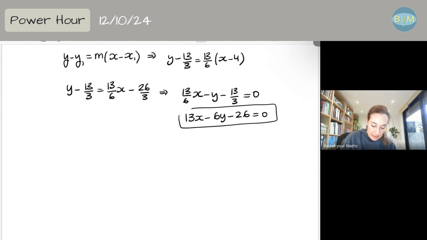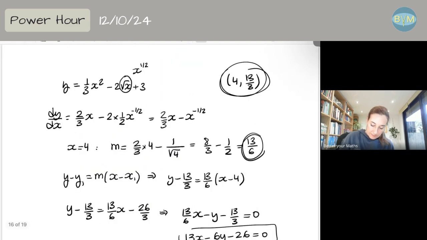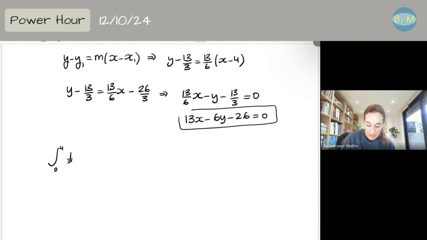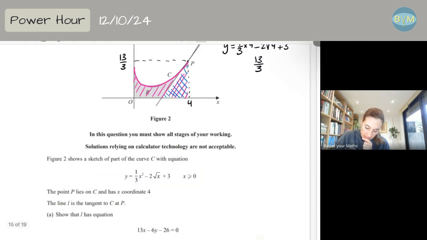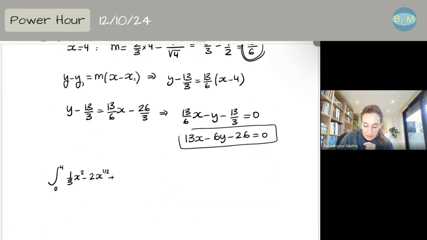So the big area is between 0 and 4, and the function was 1/3 x squared minus 2 root x. I'm going to write x to the power of a half, plus 3. Be careful because first we differentiate the function and now we integrate it. Don't make the mistakes.